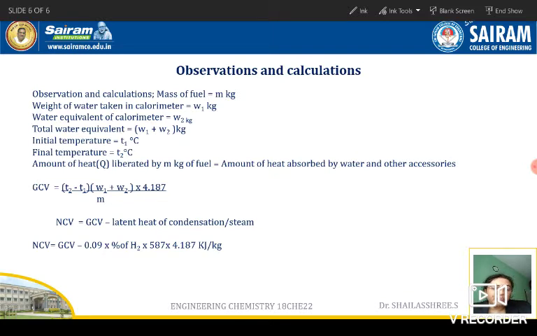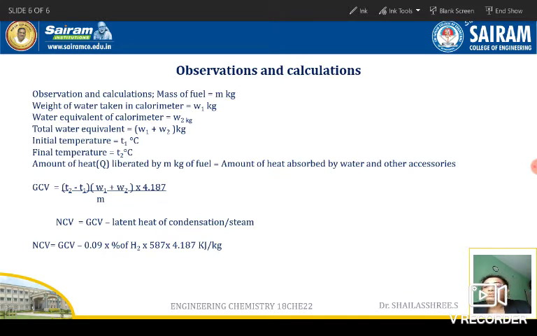Error will come. So to reduce that error, one more factor is introduced, that is called as water equivalent of calorimeter. It is nothing but all the other accessories also get heated, right? So to nullify that error, we are taking water equivalent of calorimeter. I think you got it. The heat cannot be directly supplied only to the water. All the other accessories also get heated. That is considered as a water equivalent.